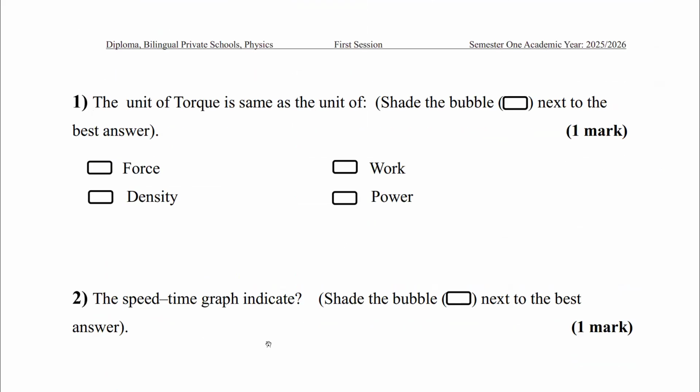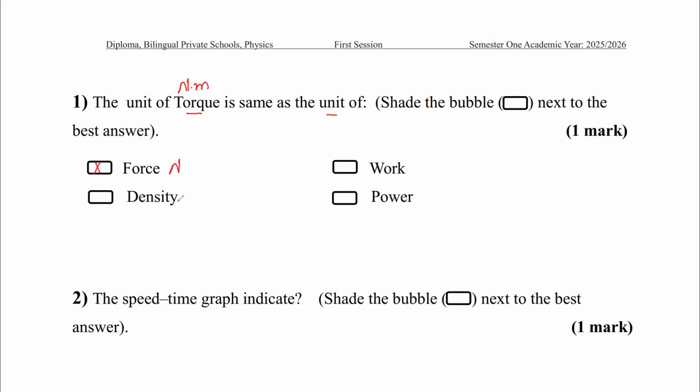So the first multiple choice question is: the unit of torque is the same as the unit of what? We have four options. The first one is force, the second one is work, the third one is density, and the fourth one is power. The first thing you have to know is that the unit of torque is actually Newton meter. But the unit of force is Newton, so this is wrong.